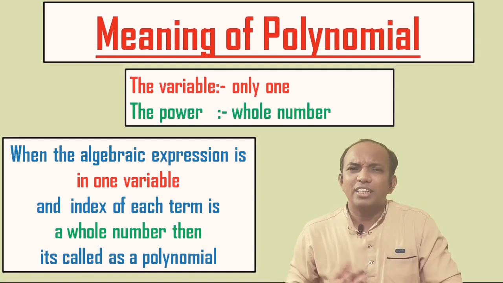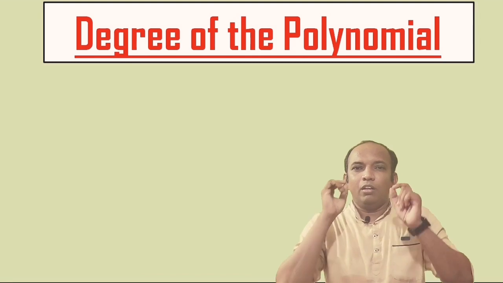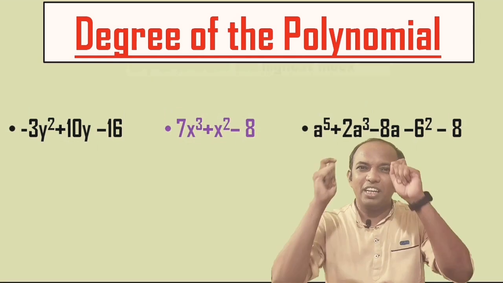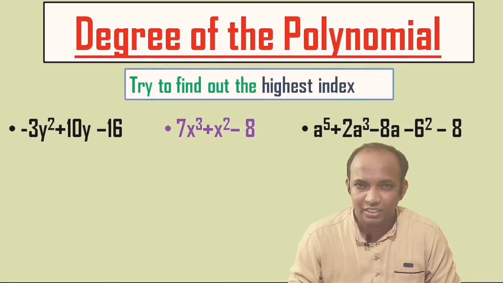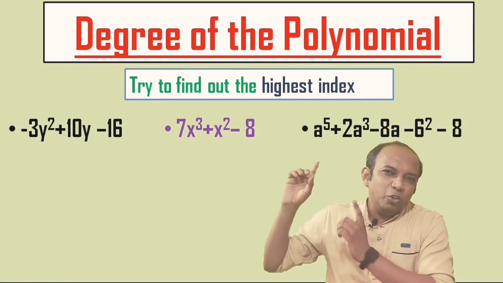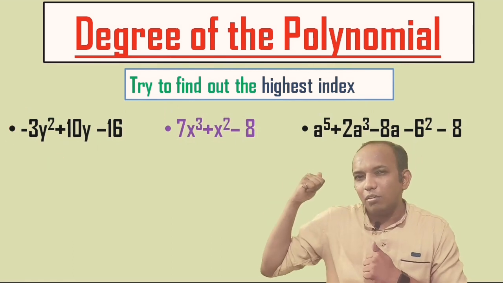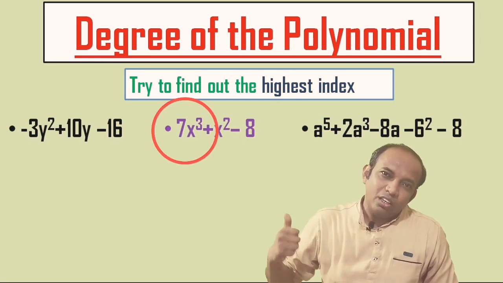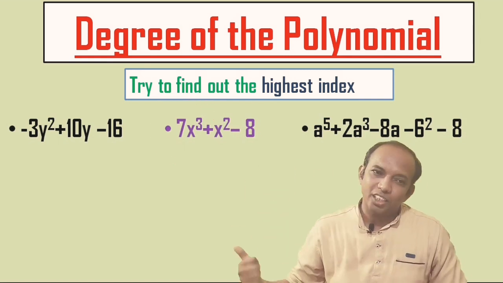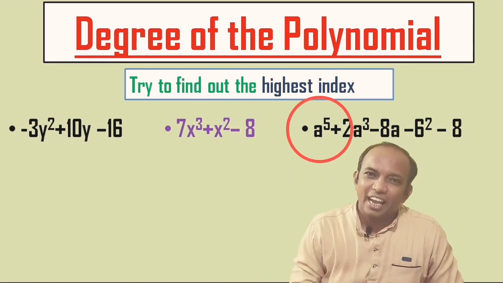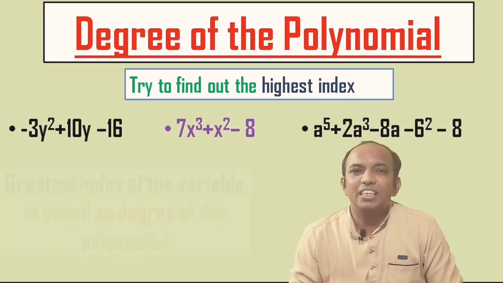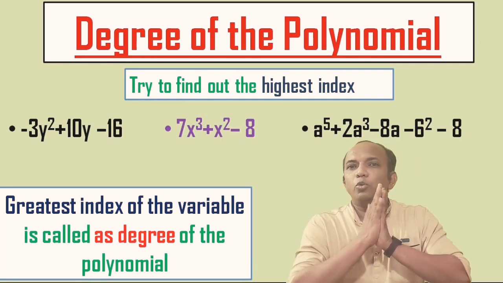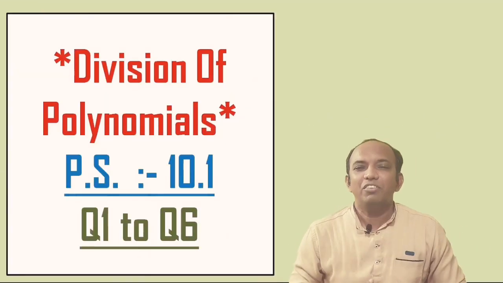Now let's move on and try to understand the meaning of degree of the polynomial. Observe this algebraic expression or polynomial on the board and try to find out the highest power present in these expressions. Yes, in the first one, in 3y square, the y square, that is 2, is the highest power. For the second one, x cube, that 3 is the highest power, and for the third one you find 5 is the highest power. So this highest power present in the polynomial is called the degree of that polynomial. Isn't it easy? Yes, and now you are all set for solving the division of polynomials.